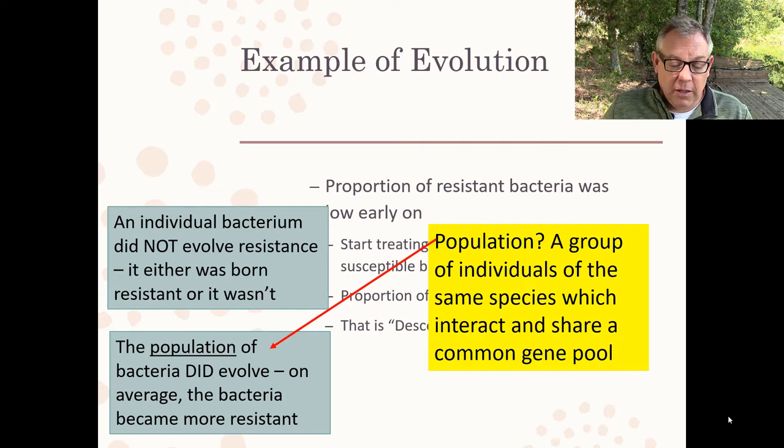Now, humans are much more mobile than that, but in general, that's the idea: when you look at a species, you have groups that tend to stick together and interact more than they do with other groups, and that's a population. And that's the important thing, the important unit of evolution. Populations evolve, individuals do not.